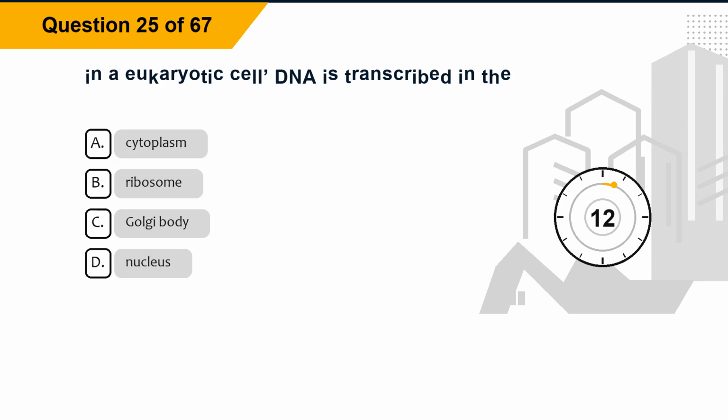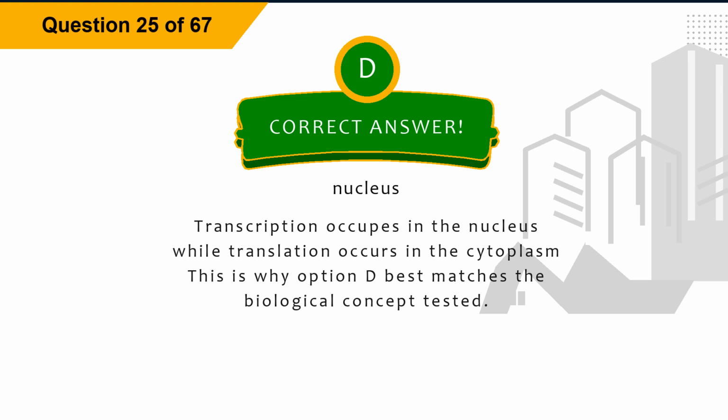Question 25. In a eukaryotic cell, DNA is transcribed in the option A, cytoplasm, option B, ribosome, option C, Golgi body, option D, nucleus. The correct answer is option D, nucleus. Explanation. Transcription occurs in the nucleus while translation occurs in the cytoplasm. This is why option D best matches the biological concept tested.